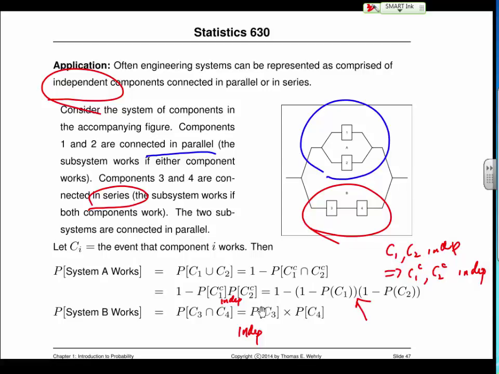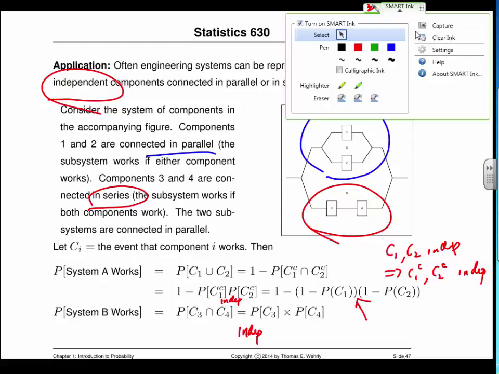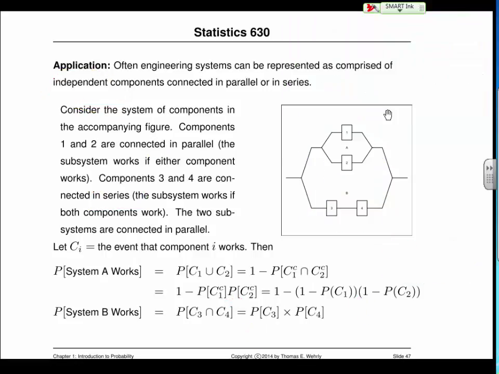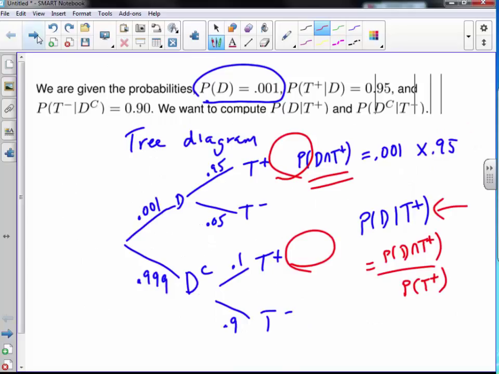Now next we would probably want to go to the whole thing. To do that, we need to use the fact that A and B are in parallel. So what we have is the probability the whole thing works. Actually, let me go back to the whiteboard and capture this.